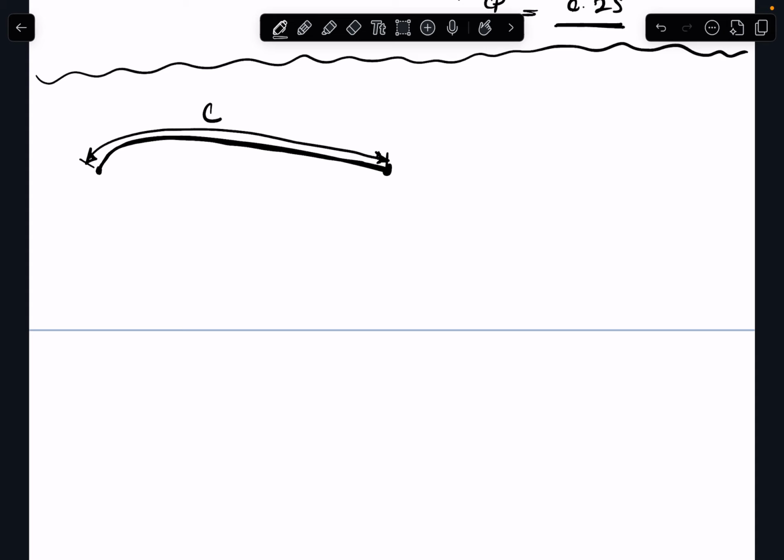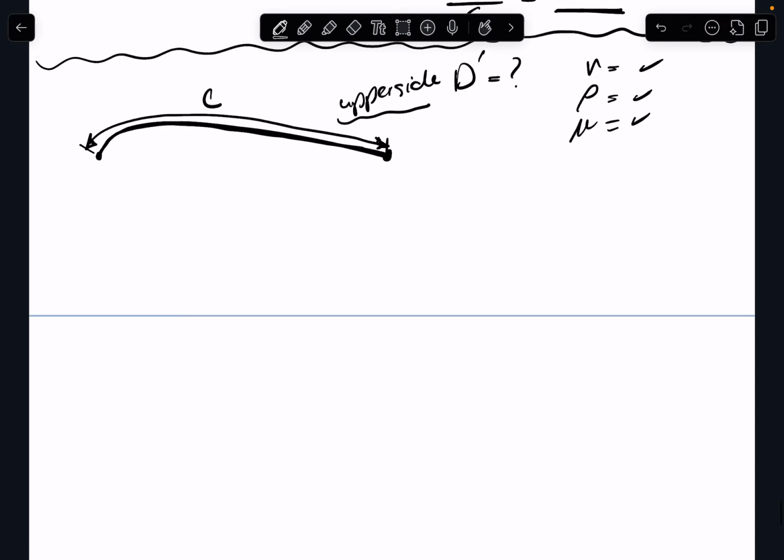We are asked to find the friction drag per unit length for this problem, for at least the upper side of this airfoil. To be able to calculate the number for this, we have to have the velocity, density, and the viscosity. We don't have any of these, so we just have to run a parametric study. We just have to solve it using parameters of rho, mu, and v.